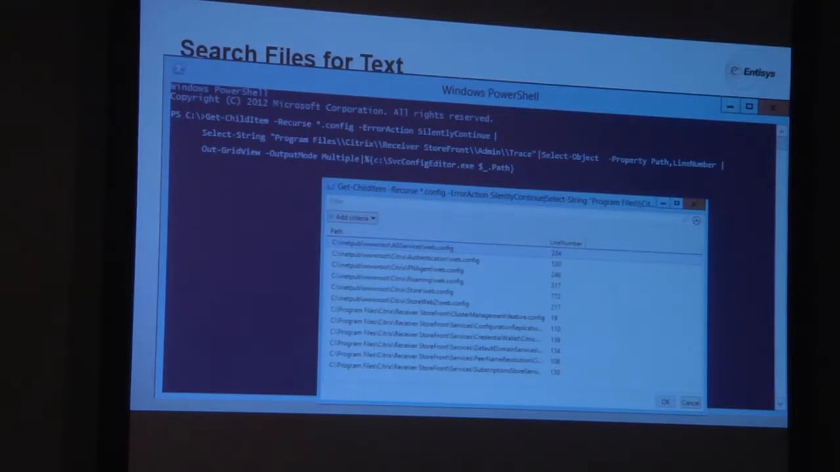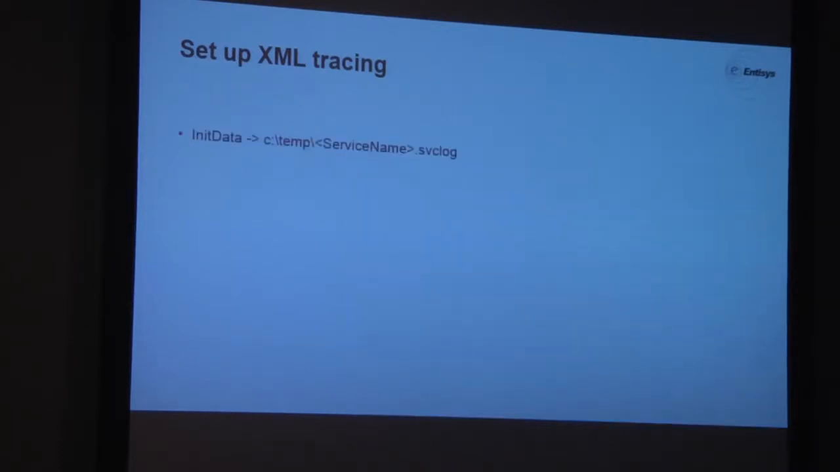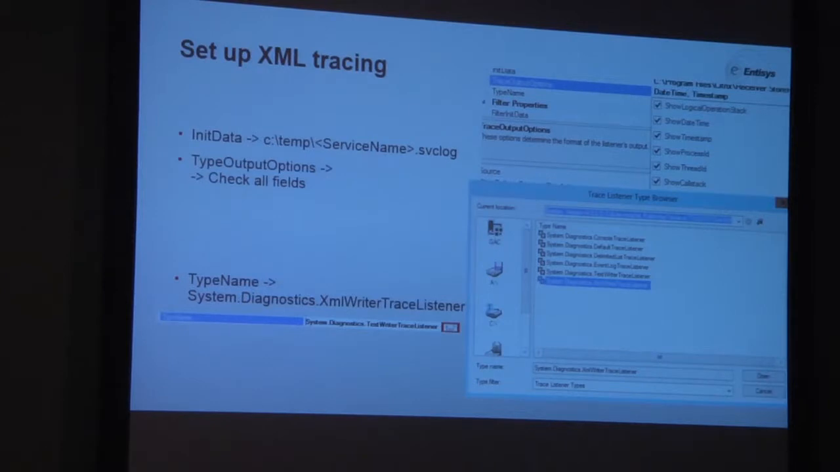You need to select files that you want to modify. Then you open them with serverless configuration utility. And what you can do, you can set up XML tracing. Instead of text file tracing, which is enabled by default, you can configure XML tracing. And you can select what will be in this log file, what fields will be tracked in this log file. Then you need to select XML tracer. It's easy. You just select what kind of tracer you will use.